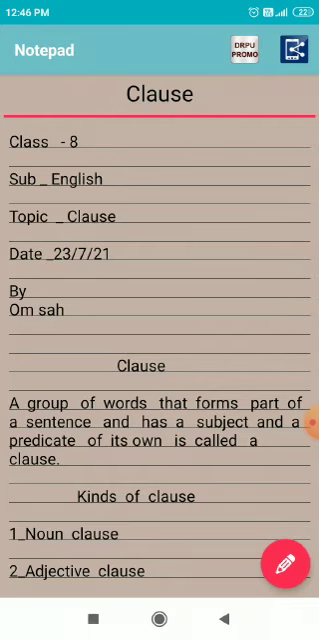Students, in today's video, I am going to tell you about the clause. First of all, we will know the definition of a clause. A group of words that forms part of a sentence and has a subject and a predicate of its own is called a clause.